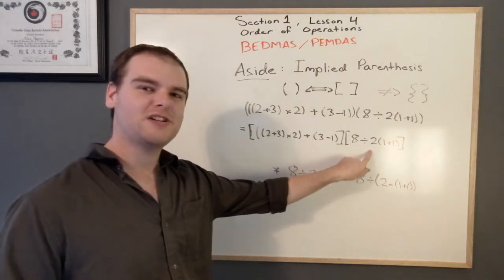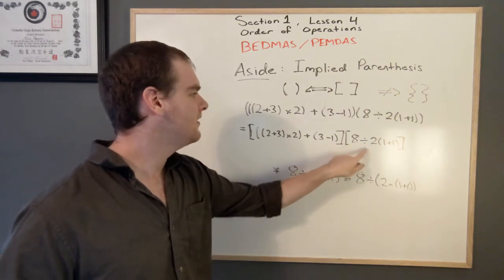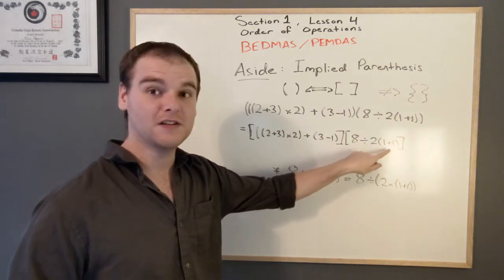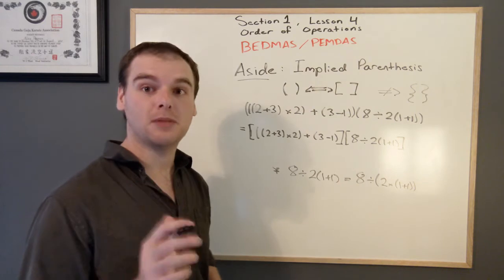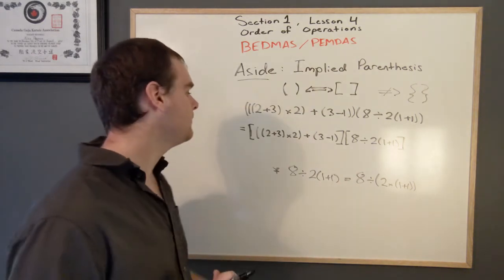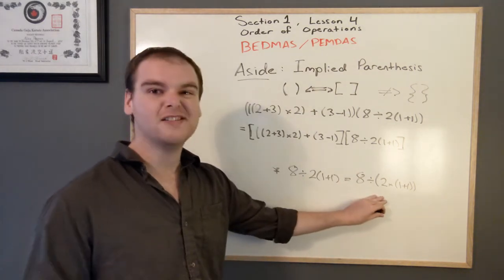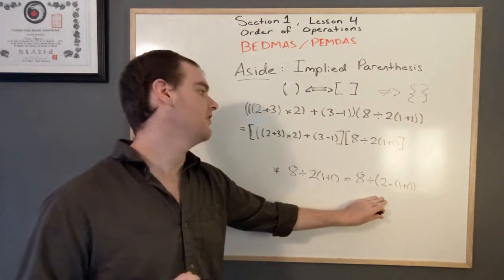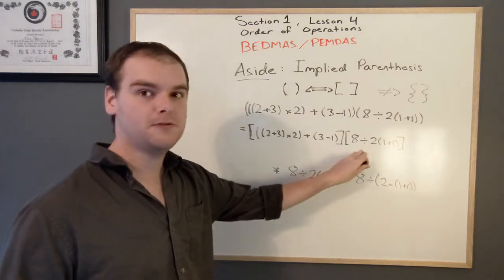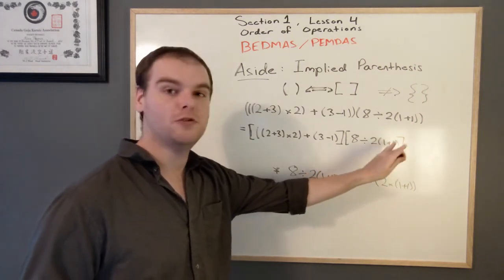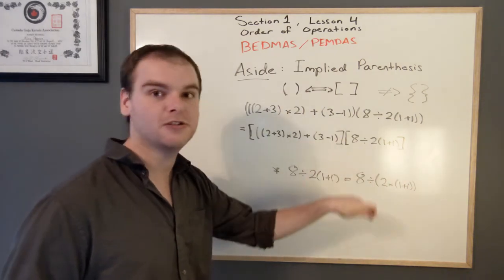Also, on this expression here, note that we have this 2 multiplied by these brackets. Now you already know that this is implied multiplication. However, I also want you to know that there are also implied brackets there. You don't divide by the 2 first. You are going to multiply the 2 by the set of brackets, and then you're going to do the division.